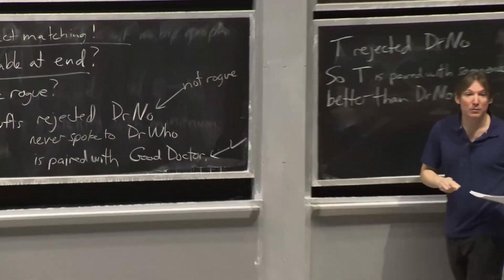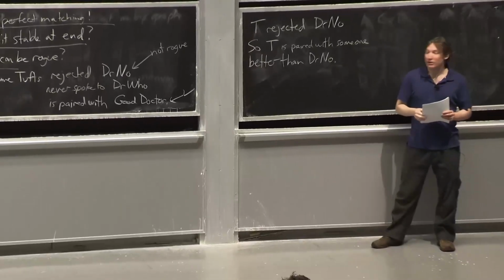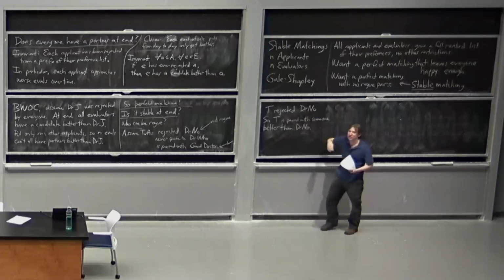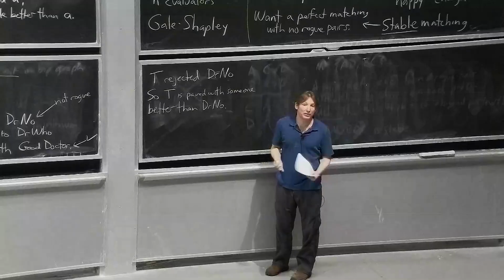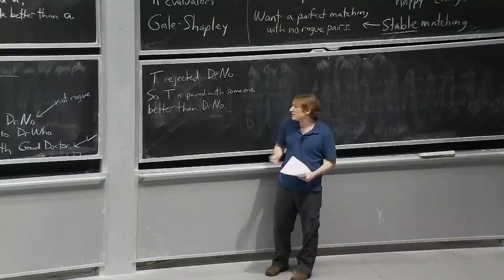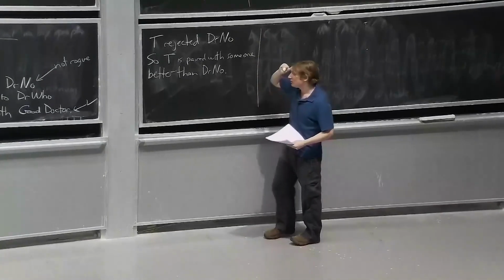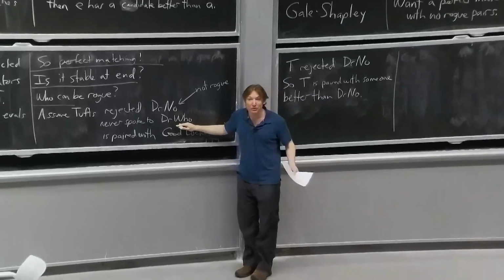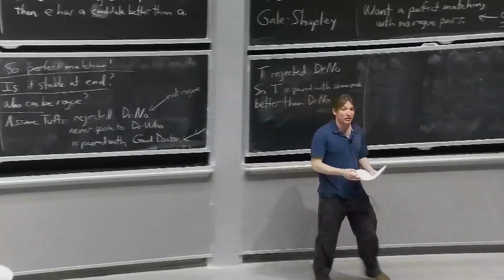Does that make sense? All right. So we just use that invariant to say that since Tufts rejected Dr. No, their eventual partner is better than Dr. No. That's all that that is saying. What about the other side? What about Tufts with Dr. Who? Dr. Who never spoke with Tufts during the algorithm.